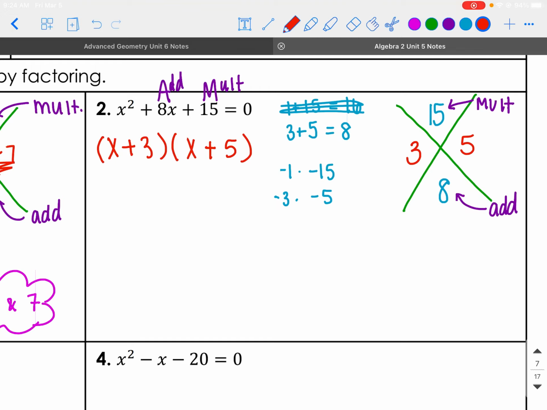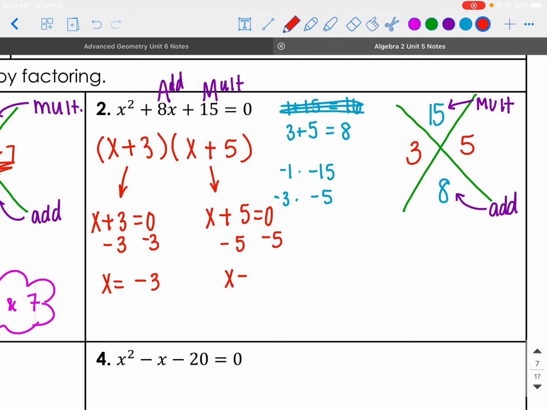Those are the factors. We have to set each factor equal to 0. X plus 3 equals 0. X plus 5 equals 0. Then we subtract 3 from both sides to get x equals negative 3. And subtract 5 from both sides to get x equals negative 5.